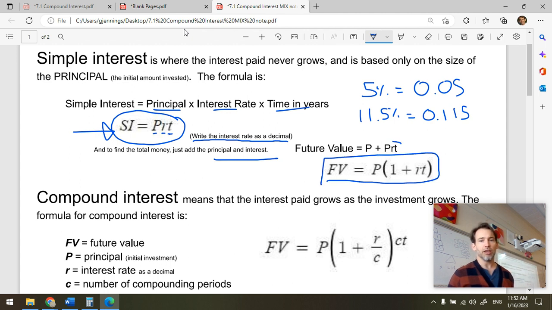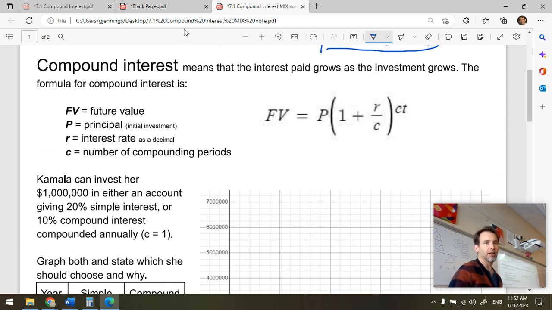You'll notice all it is the interest added to the principal, and then I factor out the P just to make it a little bit more beautiful. P multiplied by 1 plus interest rate times time. And that will give you the total amount of money. That's simple interest. In a moment, we'll graph a situation like that.